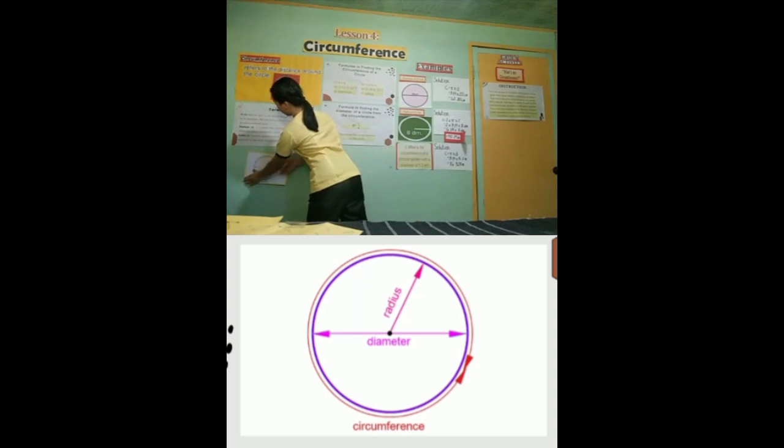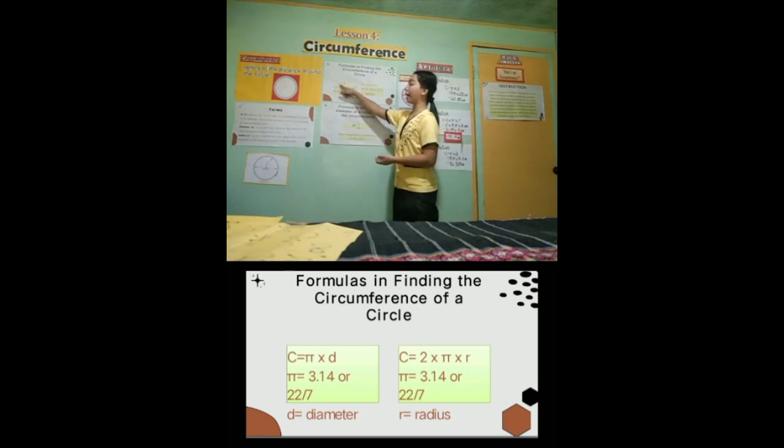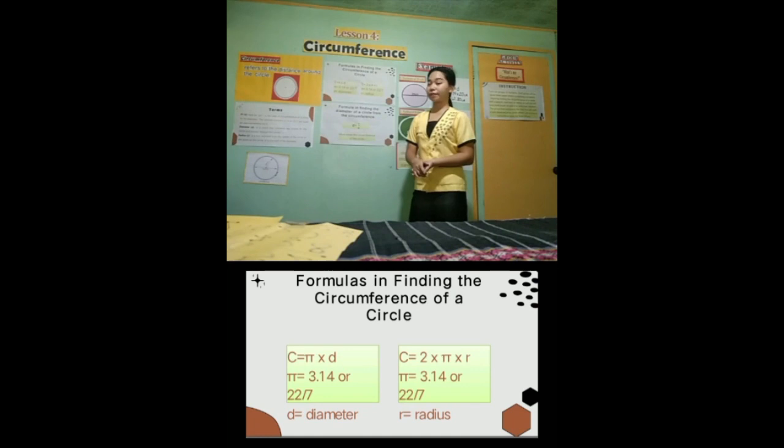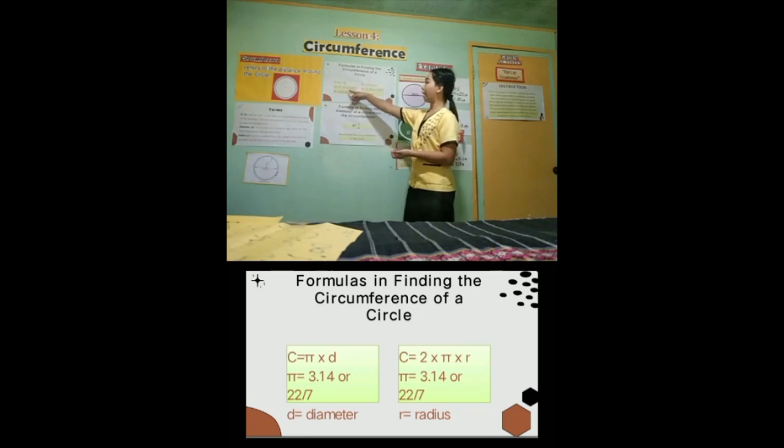So in order to find the circumference, we have here the formulas in finding the circumference of the circle. For example, circumference is equal to pi multiplied by the diameter. So we all know that pi is equivalent to 3.14, right? Right, class? Very good. So the formula is circumference is equal to pi multiplied by the diameter if the diameter is given. Are we clear? Very good.